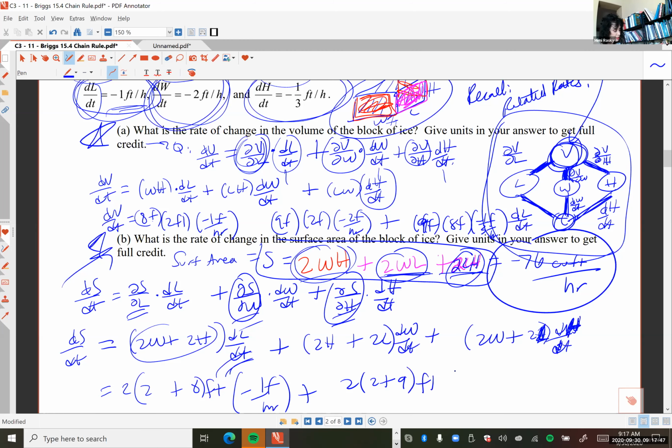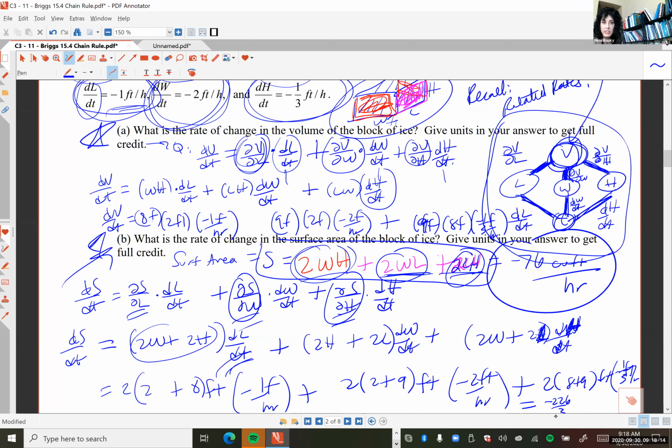And then the dW/dt was negative 2 feet per hour. And then finally, I'm going to have 8 plus 9 feet. I have no idea what I'm writing. I'm writing invisible ink because this is very delayed. Negative 1/3 foot per hour. Punch it all up. And then my calculator says negative 226 thirds.